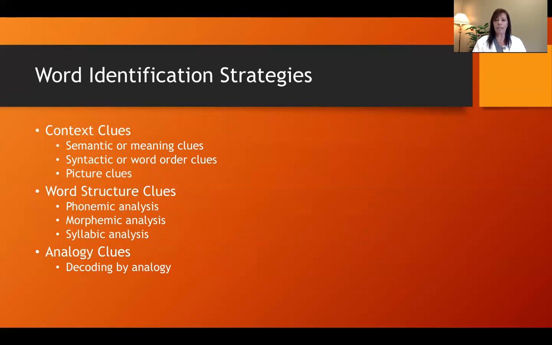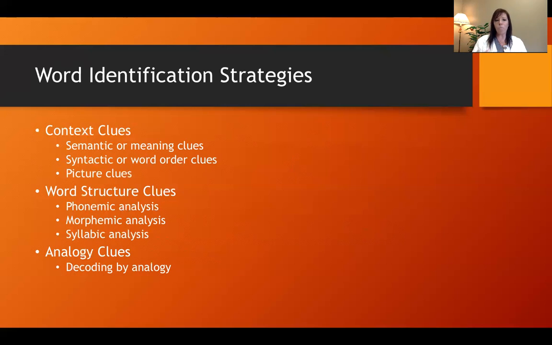For syllabic analysis, we're breaking it into syllables, into chunks that students might know. In syllables, there is only one vowel sound. That doesn't mean that there's only one vowel letter, the grapheme part, but one vowel sound per syllable. And then we get into analogy clues, decoding by analogy, where students use their knowledge of phonograms to deduce the pronunciation of an unfamiliar word.